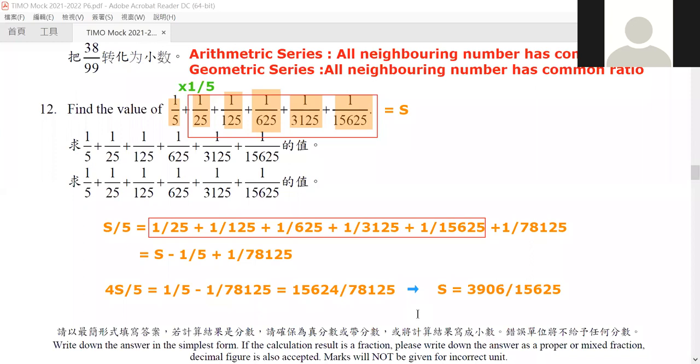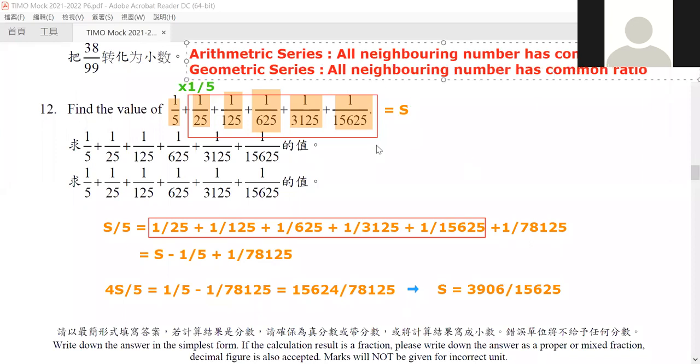I do not use the equation because I know that some of you may not be very familiar with the geometric series. But because all neighboring numbers have the common ratio, we can immediately multiply by the common ratio and shift the terms. This is one of the ways for you to compute the sum of it. Now, this technique itself is very useful.